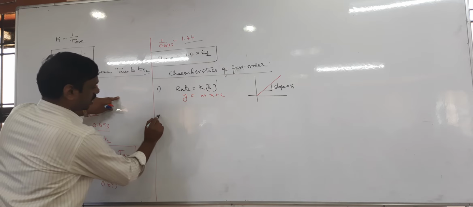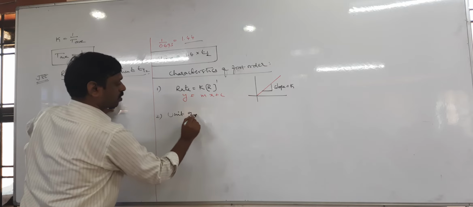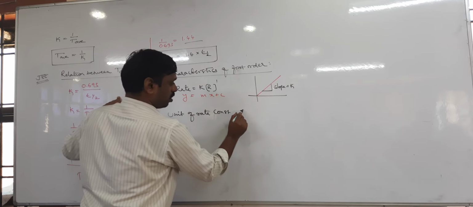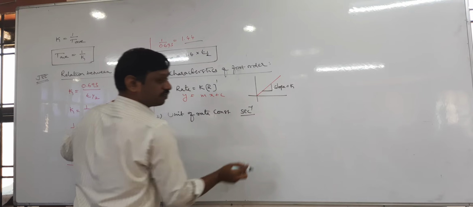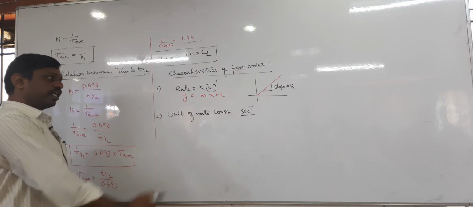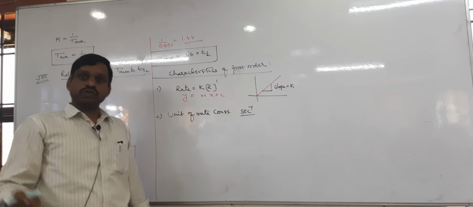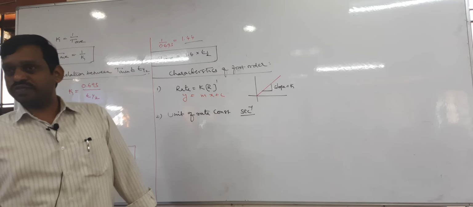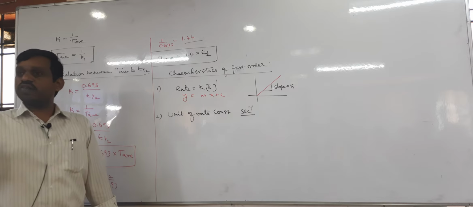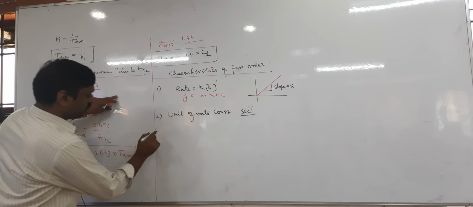Next, second characteristic. What is the unit of rate constant? The unit of rate constant is per second. Most of the time they give a question like this: the rate constant of an A to B reaction is 2 into 10 power minus 2 second inverse, the order of reaction is. It means you need to identify the order of reaction based on the unit of rate constant.